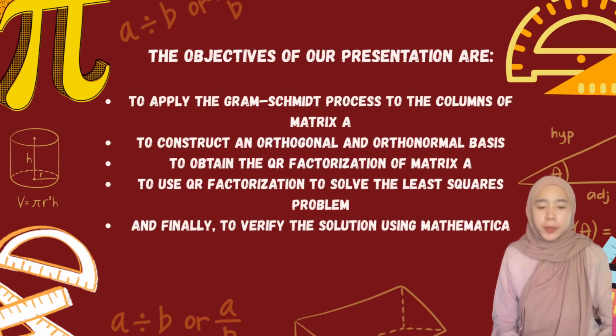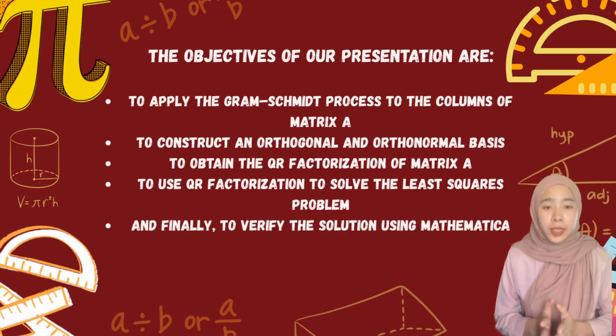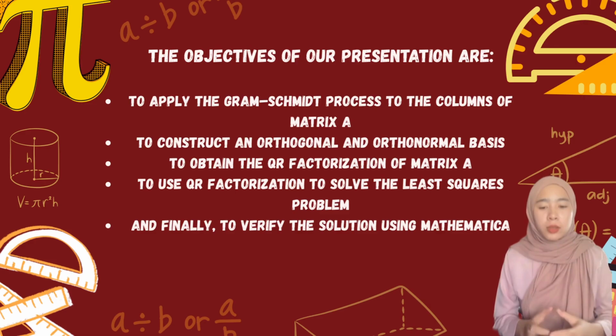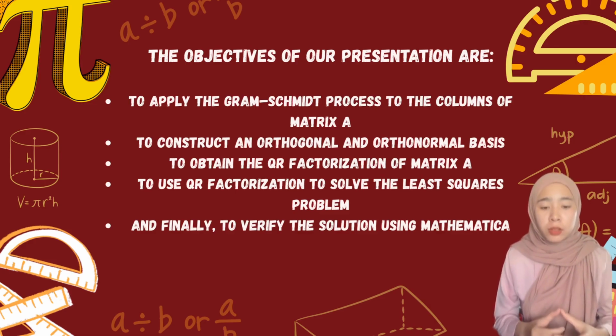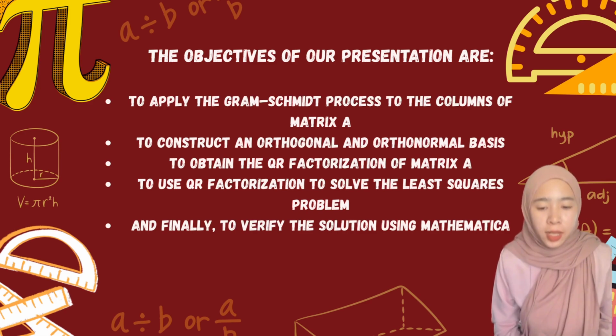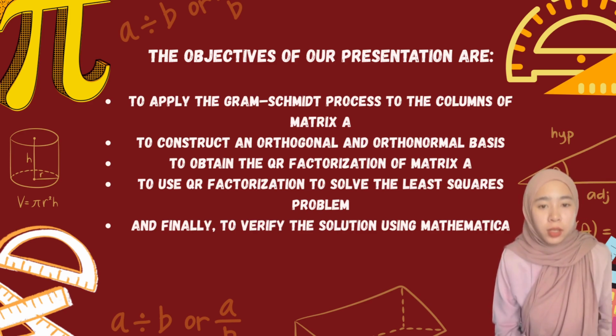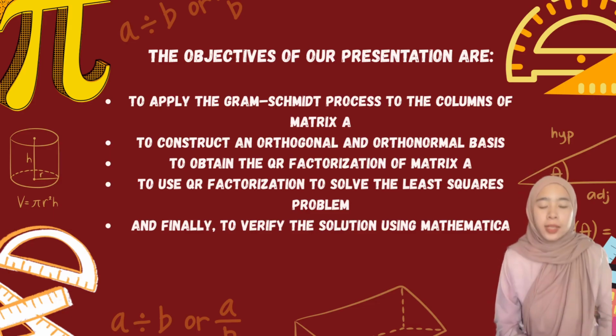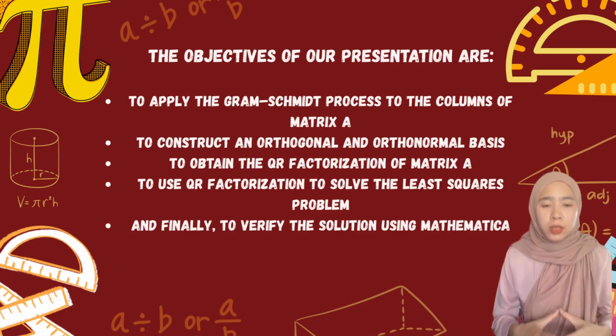The objectives of our presentation are to apply the Gram-Schmidt process to the columns of matrix A, next to construct the orthogonal and orthonormal basis, next to obtain the QR factorization of matrix A, and also to use QR factorization to solve the least square problem. The last one is to verify the solution using mathematical methods.